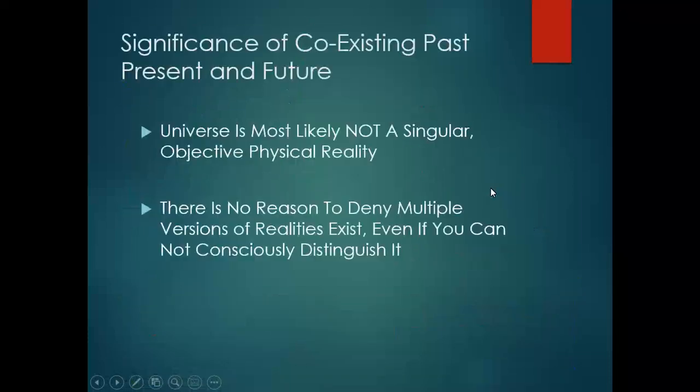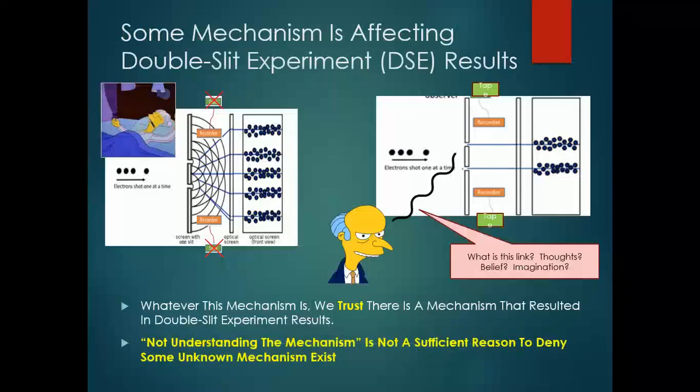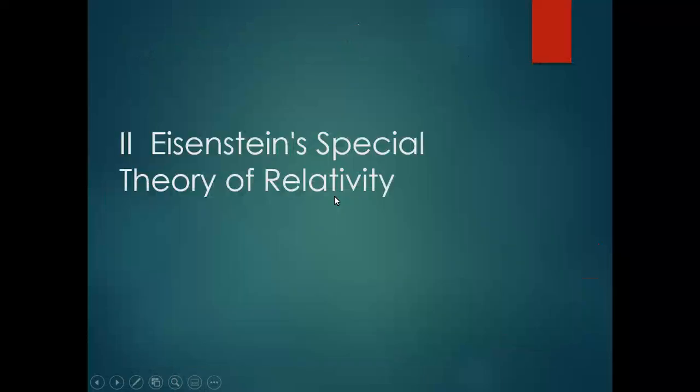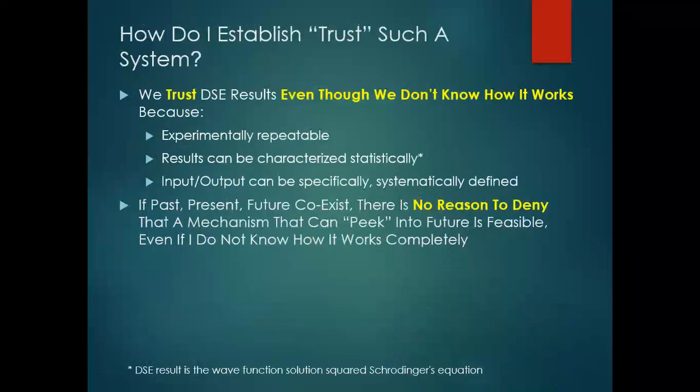That means in the experiment, the electron gun is well defined, the screens are well defined, the timing of the electron gun is well defined. Everything is well defined. So that's what makes it repeatable. So I have these criteria, so I trust it, even though we don't know how it works. So it's okay if I don't know how it works, as long as I can trust it.